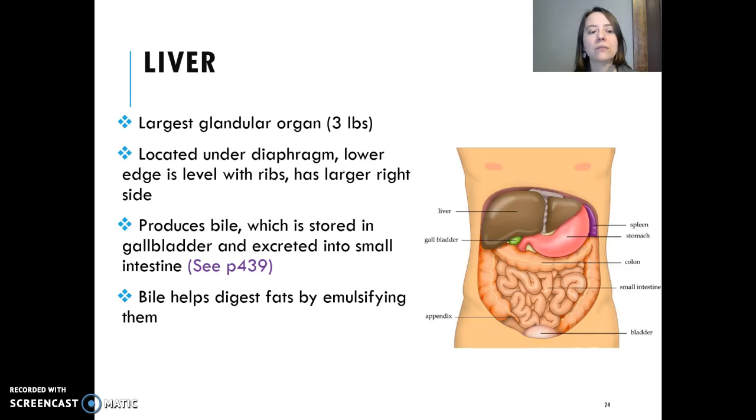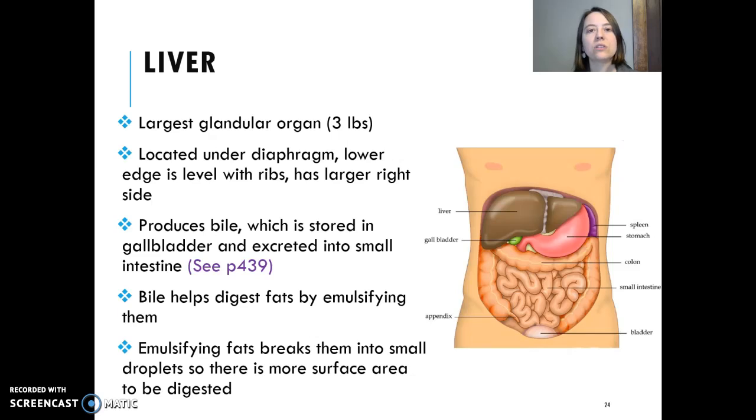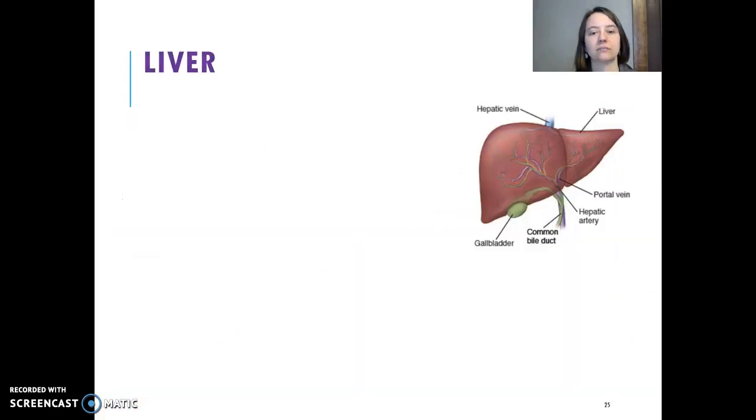So what about bile? Bile helps digest fats by emulsifying them. So emulsifying fats, since we know fats are not water soluble, so how do those enzymes get in there and help digest them? Well, they have to be broken apart, and emulsification means that you have smaller balls or droplets of fat so that the enzymes can get at them better. So emulsifying fats breaks them into small droplets so there's more surface area to be digested.